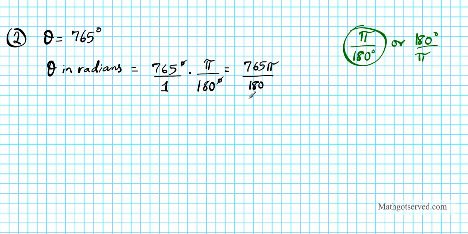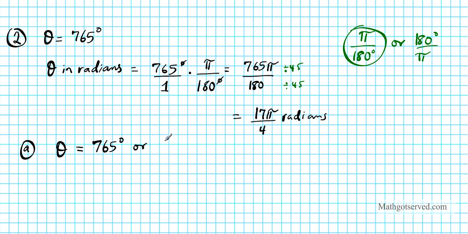Now 45 goes into the numerator and the denominator. Divide by 45 top and bottom, and that's going to give you 17 pi over 4. So 17 pi over 4 is a radian angular measure of theta. So for part A, theta is equal to 765 degrees or 17 pi over 4 radians. Okay, so there you have it.